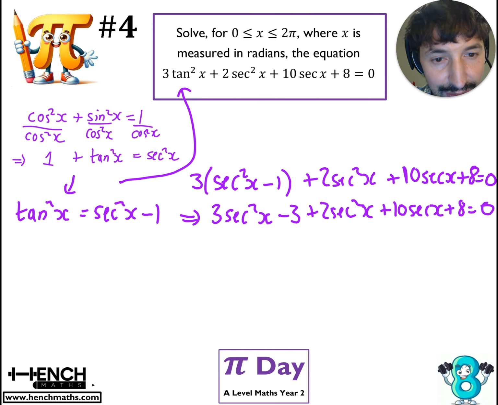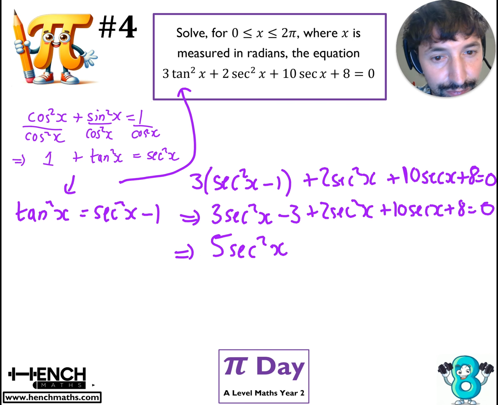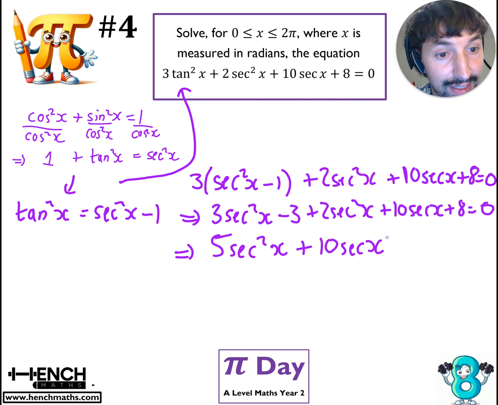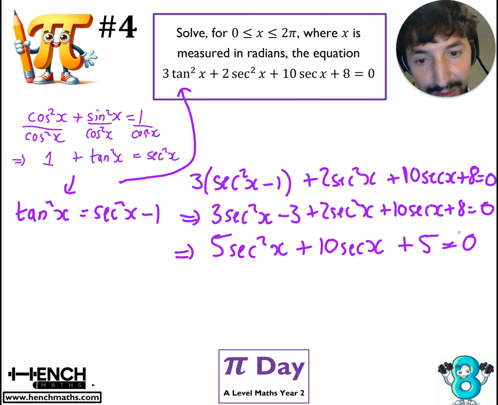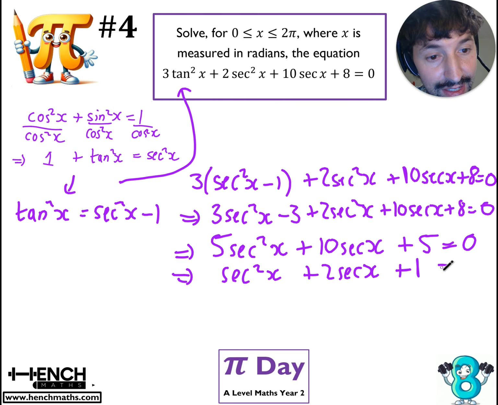Then we can collect it all together, so you're going to get 5 sec squared x, then plus 10 sec x, and then you're going to get 8 subtract 3 plus 5. So that's nice, we've got lots of multiples of 5. So we can divide everything by 5, so we get sec squared x plus 2 sec x plus 1 equals 0. So that's a really nice thing to factorise.